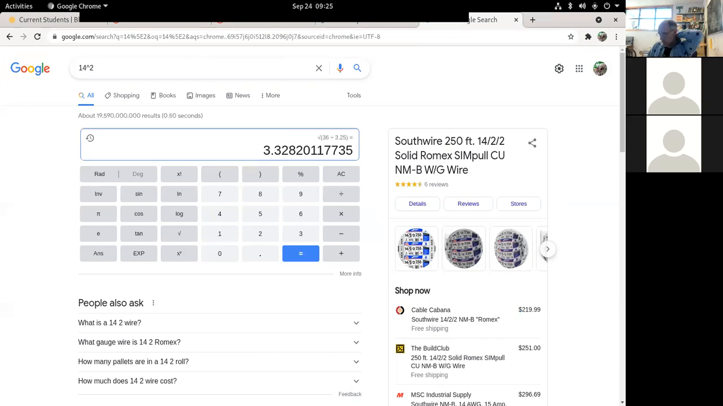And 3 decimal places, I get 3.328 for x. I haven't completed the question because I wanted a y too. So 3.328.